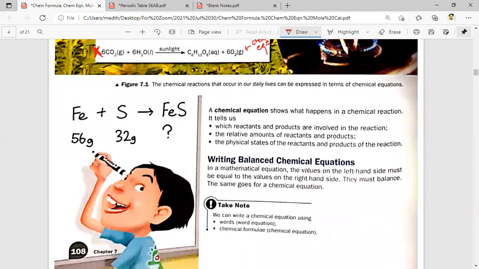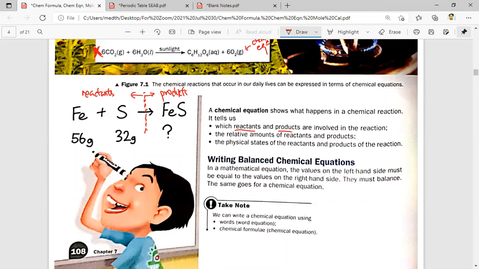Now, what exactly does a chemical equation tell us? A chemical equation shows what happens in a chemical reaction. It tells us which reactants and products are involved in the reaction. So this is a chemical equation. I draw the arrow here, because those things before the arrow, we call the reactants. Those things after the arrow, we call the products. The things that are reacting are called reactants. The things that are formed, we call the products.